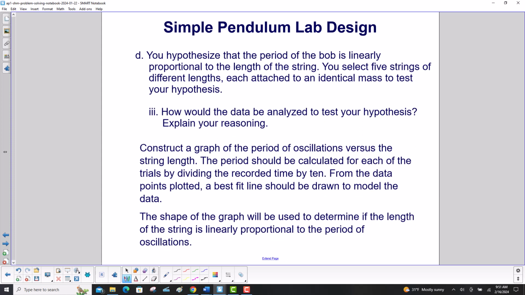Finally, construct a graph of the period of oscillations versus the string length. The period should be calculated for each of the trials by dividing the recorded time by 10. From the data points plotted, a best fit line should be drawn to model the data. The shape of the graph will be used to determine if the length of the string is linearly proportional to the period of oscillations.